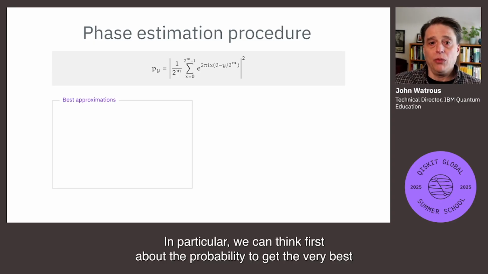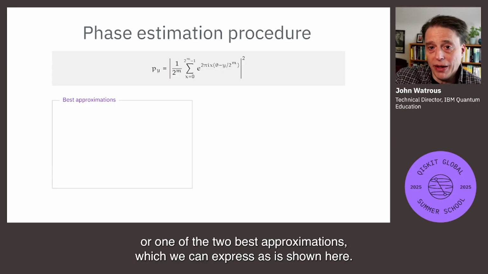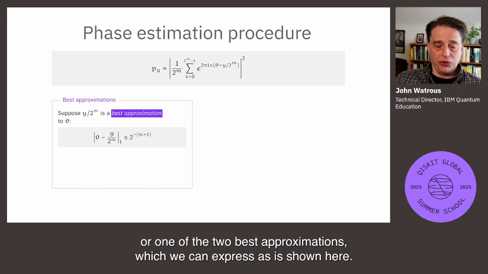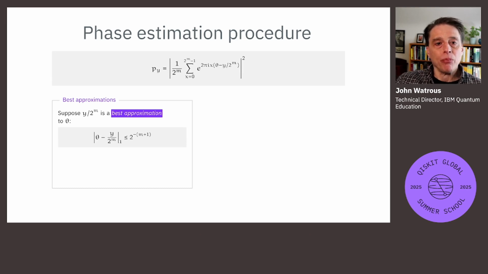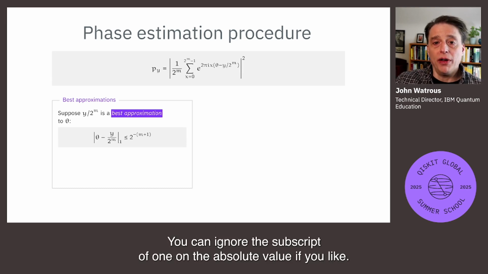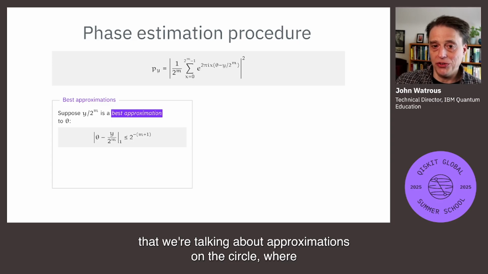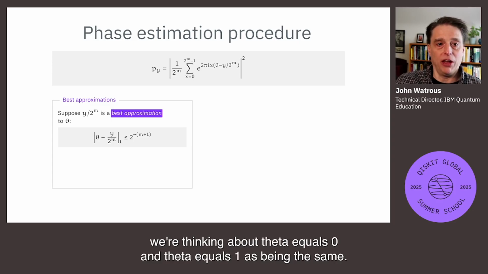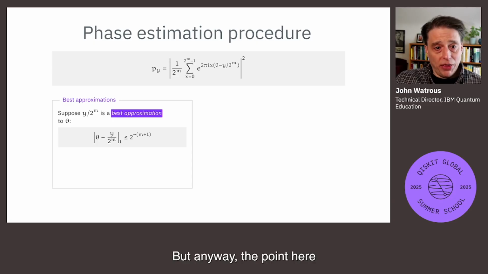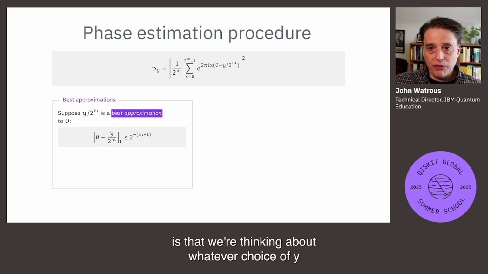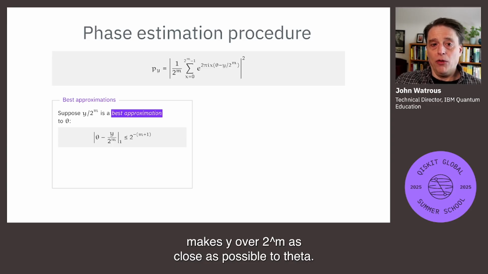In particular, we can think first about the probability to get the very best, or one of the two best approximations, which we can express as is shown here. You can ignore the subscript of 1 on the absolute value if you like. This is just a symbol that we can use to remind ourselves that we're talking about approximations on the circle where we're thinking about theta equals 0 and theta equals 1 as being the same. But anyway, the point here is that we're thinking about whatever choice of y makes y over 2 to the m as close as possible to theta.